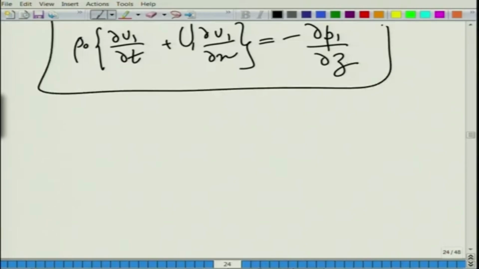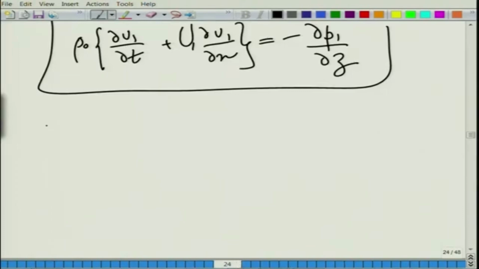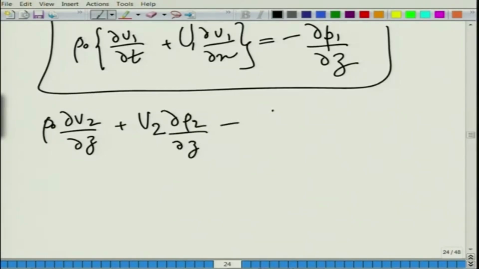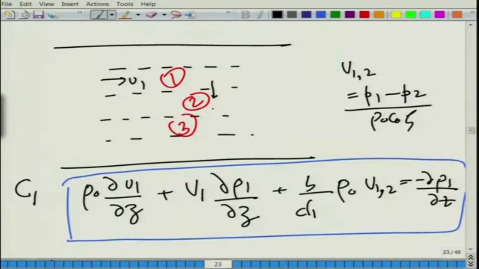This is the momentum equation for the inner duct 1, and for the duct 2, the main duct or the chamber that houses both the things, you have U2 and del rho t by del z minus 4 d1 by d2 square minus d1 square minus d3 square, because this is really your annular area, into rho u naught 1 comma 2, where u1 comma 2 is something that we have just seen, and plus 4 d3, because in this configuration whatever comes out also enters here.